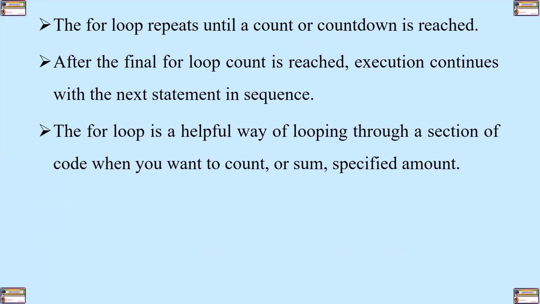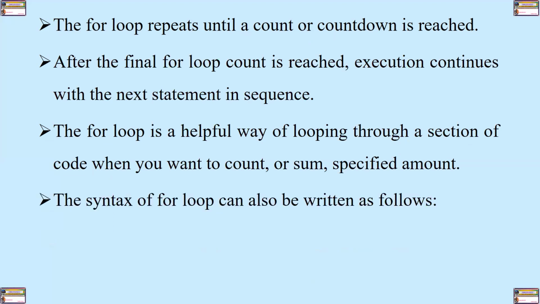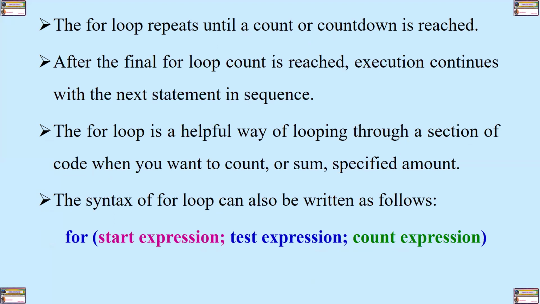The for loop is a helpful way of looping through a section of code when you want to count some specified amount. The syntax for the for loop can also be written as follows. For start expression, then check the value of the first expression with the test expression. If that meets the criteria, perform a certain number of statements or a block of statements, then update the counter.